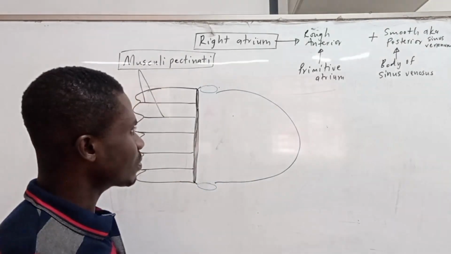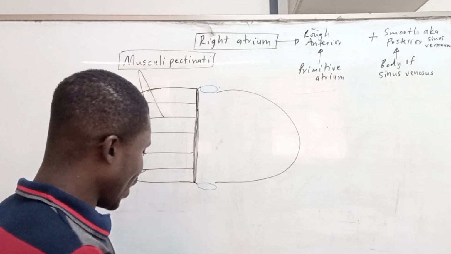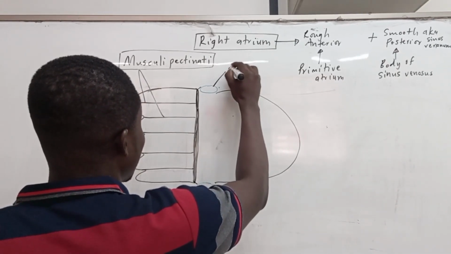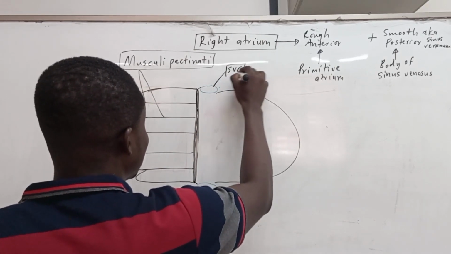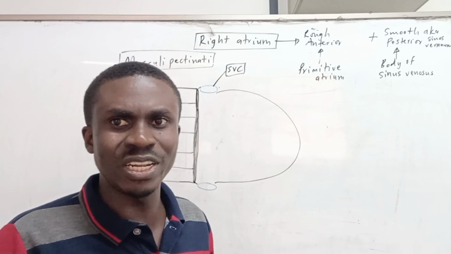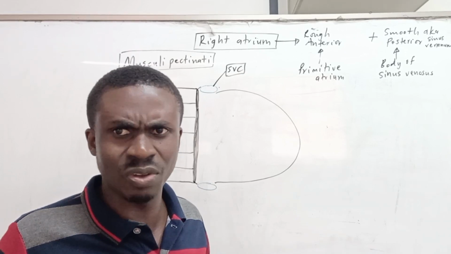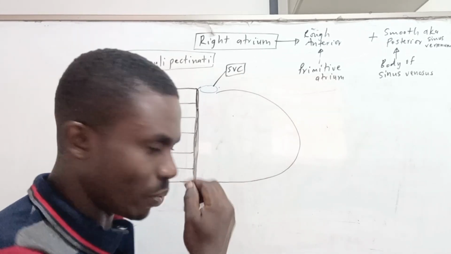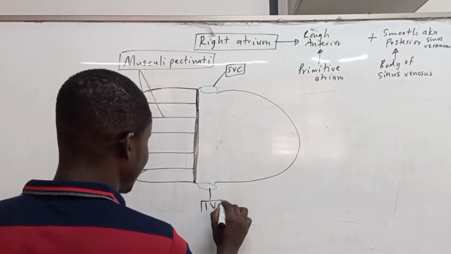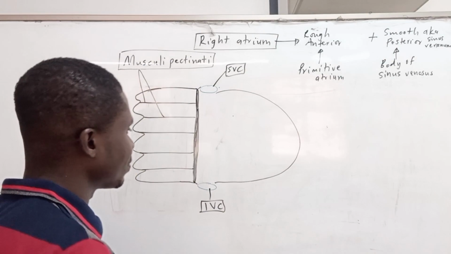Now, this one over here, I'm trying to show you, this is of course the superior vena cava. Remember that the veins, or any vessel, because they are smooth, they will be opening into the smooth component. I mean, you understand? So that will be the posterior component. The same way, this is the inferior vena cava that I have over here.